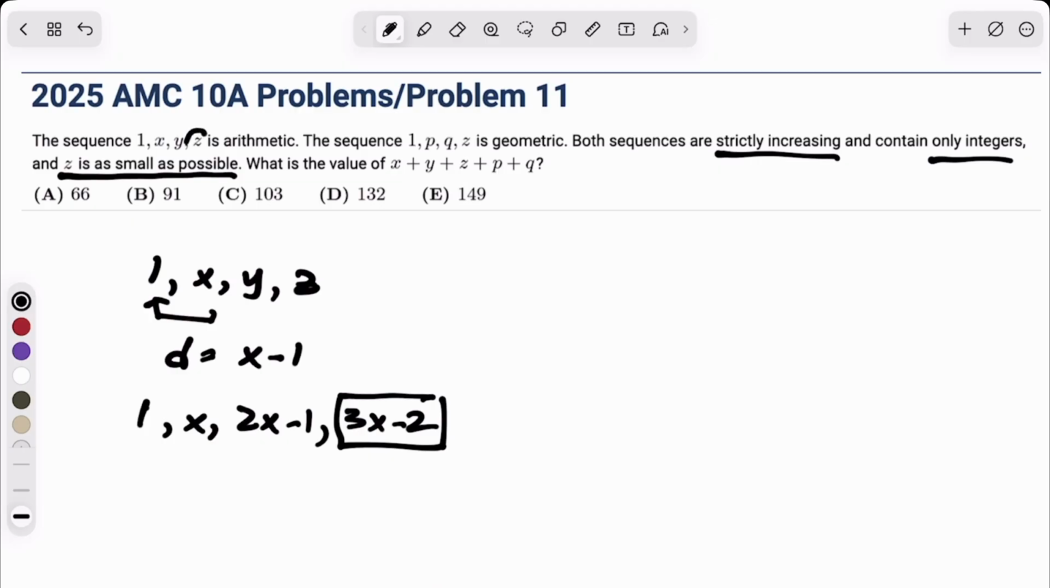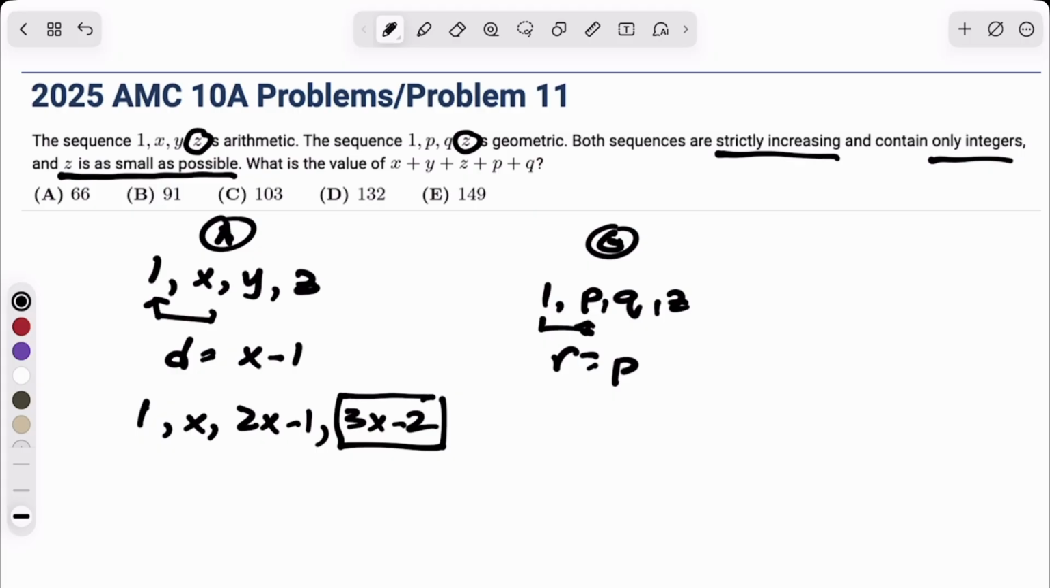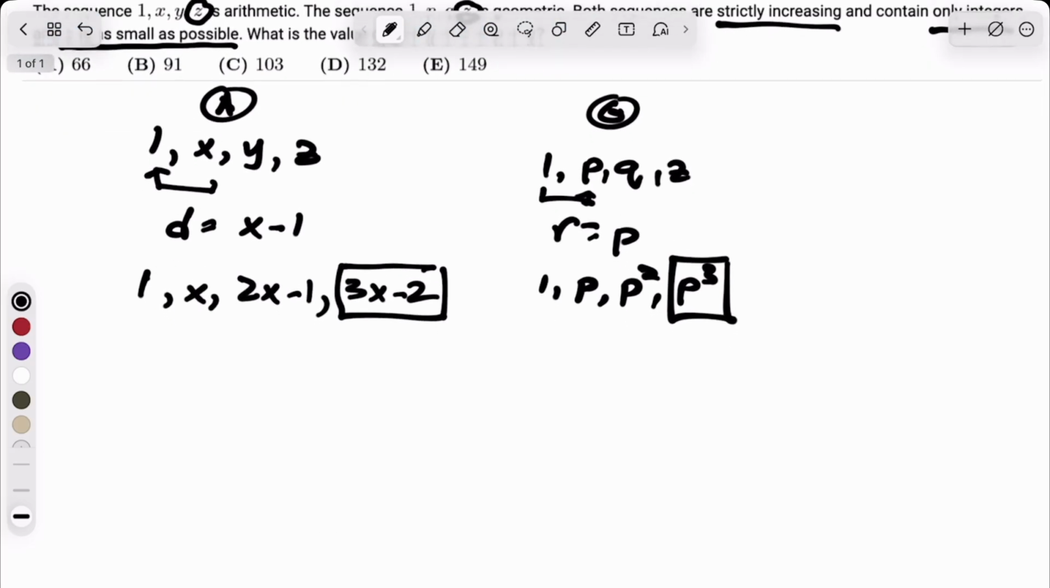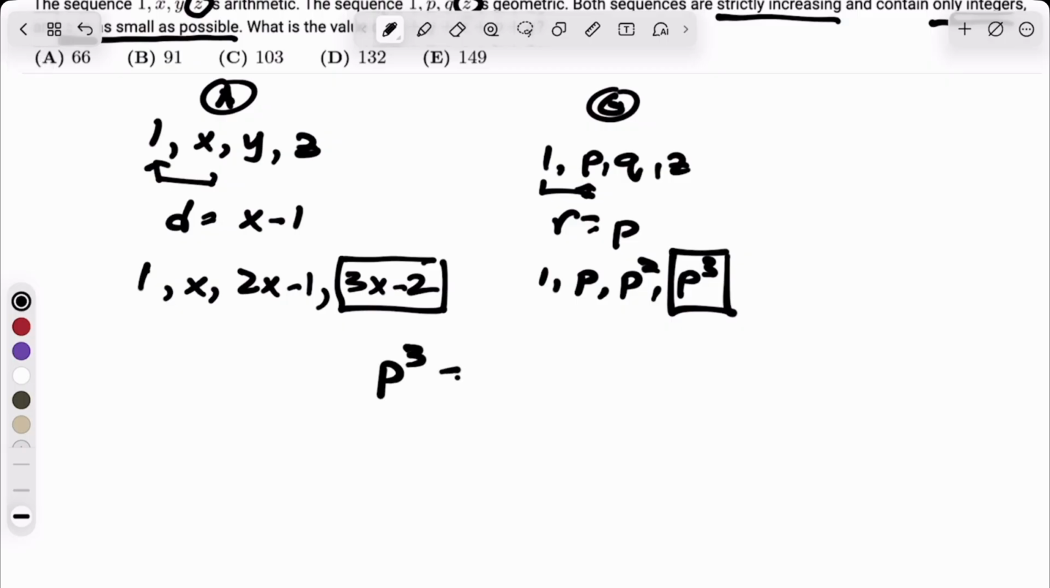This will be important because we're going to establish values for the terms that are in common. In particular, there's a z at the end of the arithmetic sequence and a z at the end of the geometric sequence. So now let's take a look at the geometric sequence. This is my arithmetic. This is my geometric 1, p, q, z. What is my ratio? Of course, if I'm going from 1 to p, my ratio is p. So I could rewrite this as 1, p, p squared, p to the third. And now we have established an equivalence. That p to the third equals 3x minus 2.